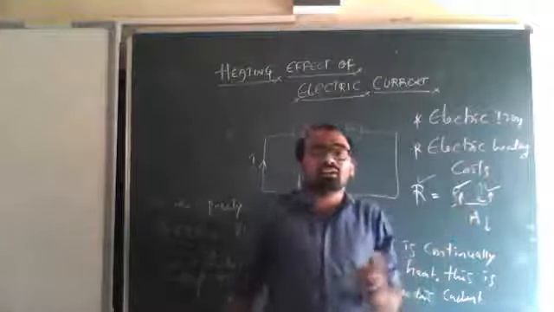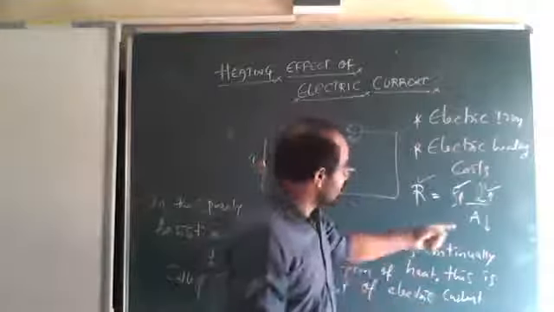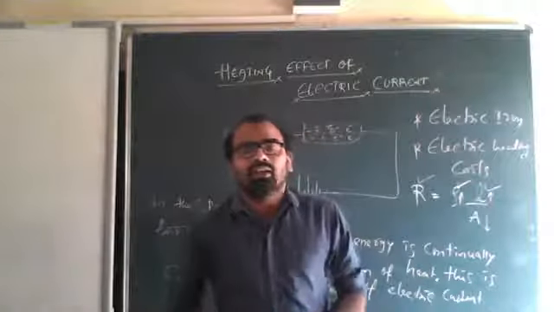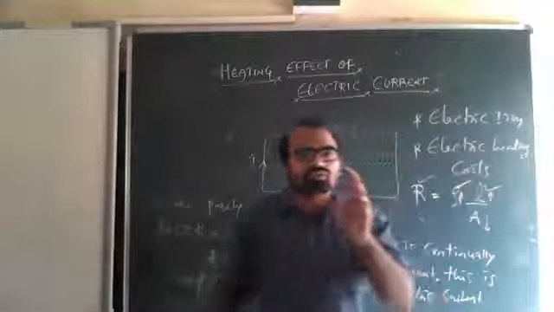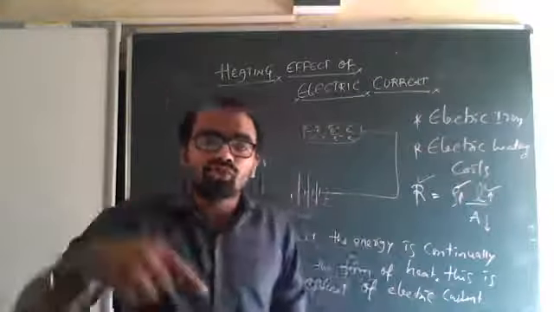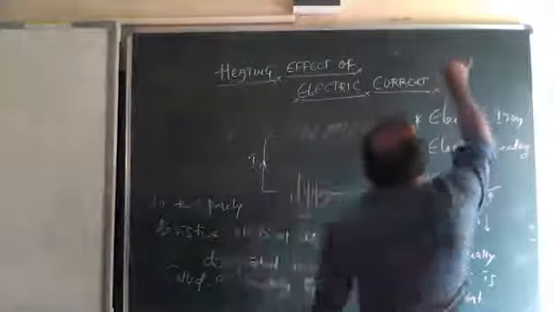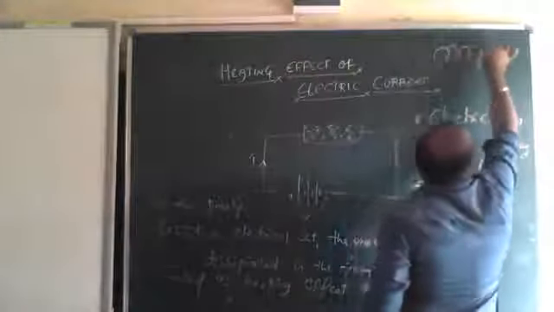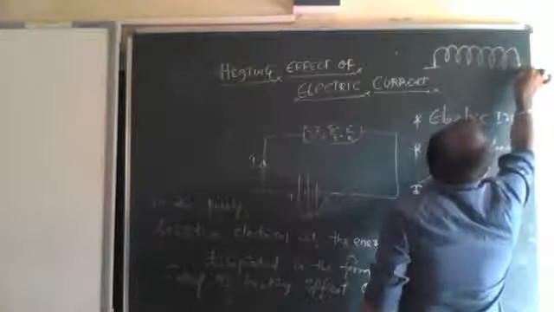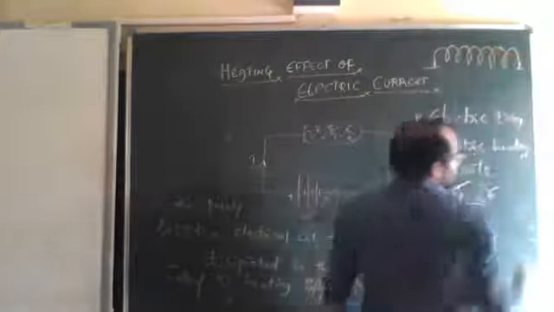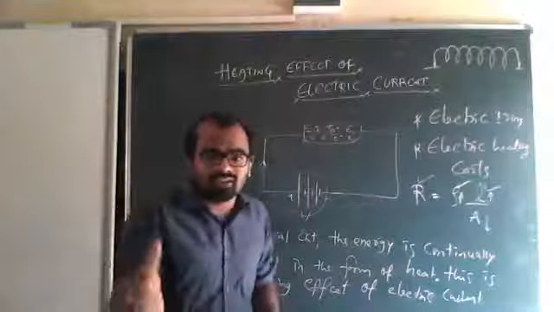Length of the conductor should be more, but area of cross section, that is thickness, should be less. This is why, if you say electric heating coil, the length should be more. That is why the electric heating coils are coiled like this, so that the length should come more. Here the total length is more, but thickness is less.